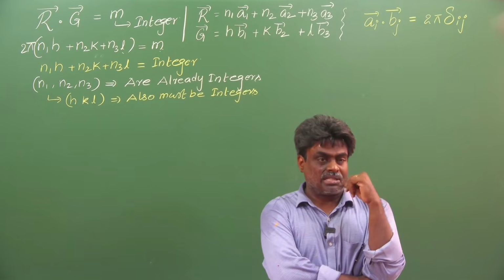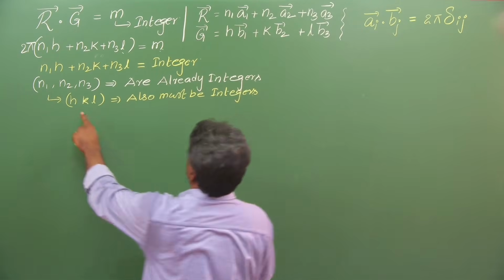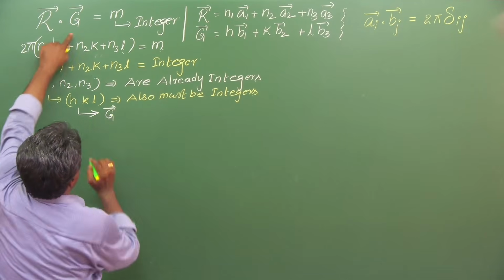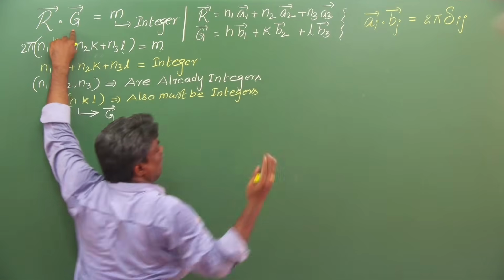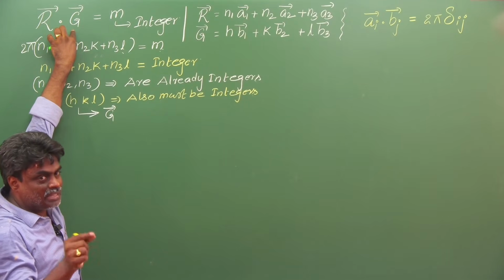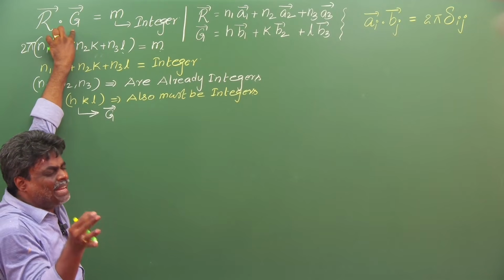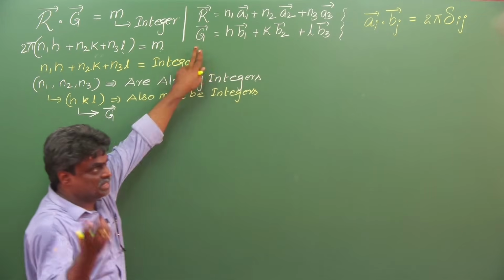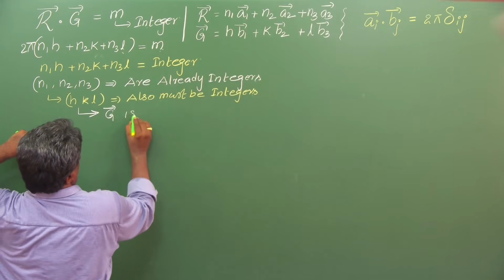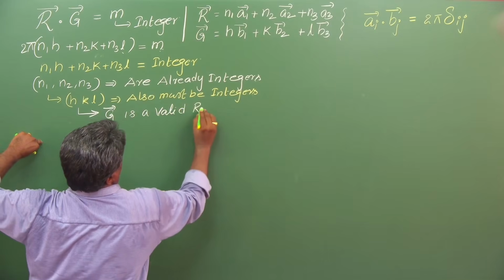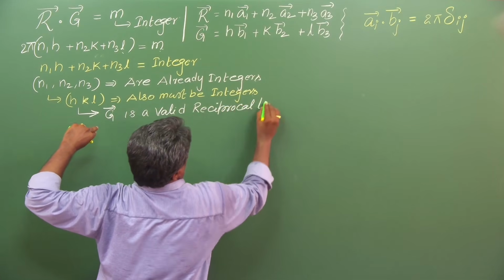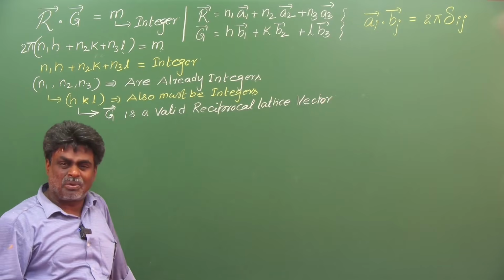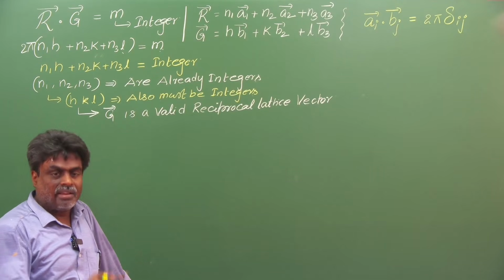Now we are going to construct an Ewald sphere. Are you ready? Sir, what is the meaning of HKL also must be integer? Good question. You know what is G bar? G bar is H B1 bar plus K B2 bar. HKL being integers means your G bar is a valid reciprocal lattice vector. Only then is this G bar valid. Sir, how can I find whether this is a valid reciprocal lattice vector or not? That will be given by the Ewald sphere.